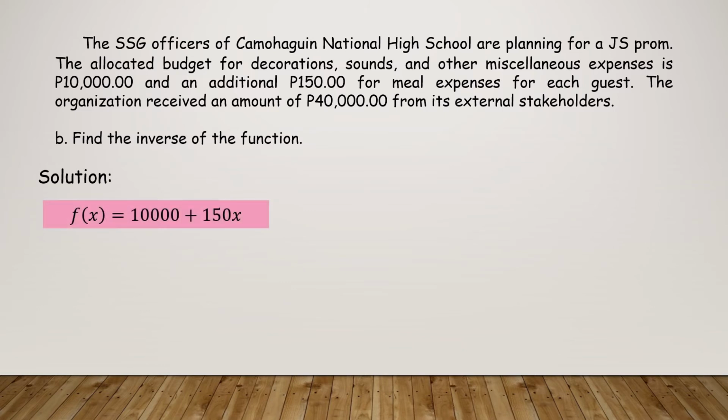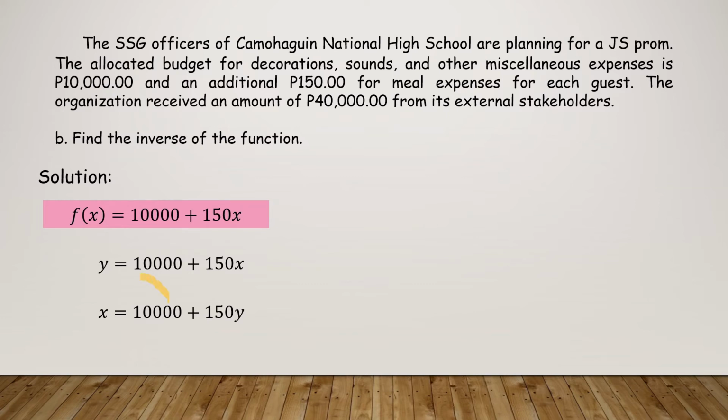For letter B, find the inverse of the function. Since we already have the function f of x is equal to 10,000 plus 150x, we write it in the form y is equal to 10,000 plus 150x. We interchange the x and y variable. So, we have x is equal to 10,000 plus 150x.